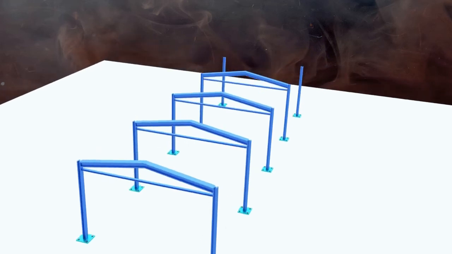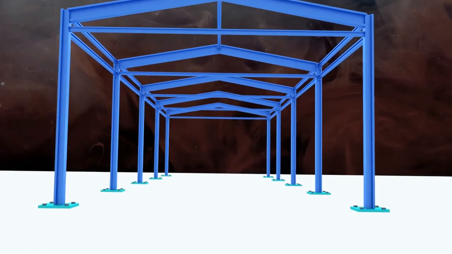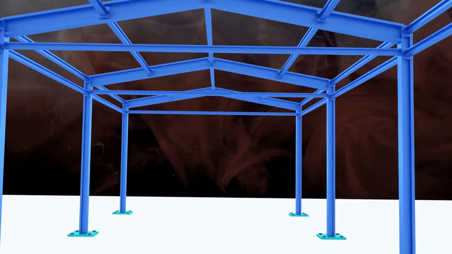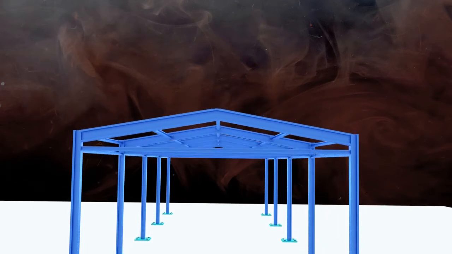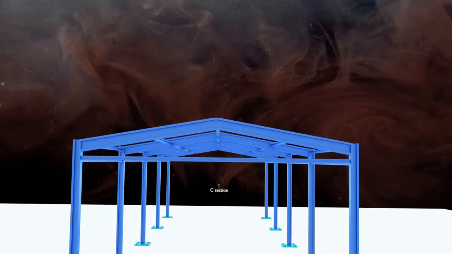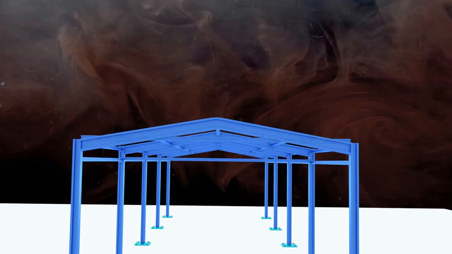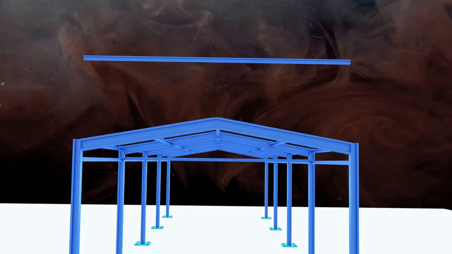Suppose we are designing a warehouse made up of different steel sections. It is the same warehouse whose centroid of I section we calculated previously. Here, the bottom chord is made up of channel sections and we want to find out the centroid of its cross-sectional area.